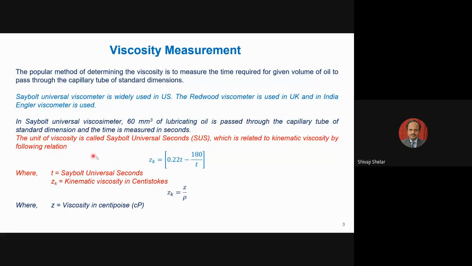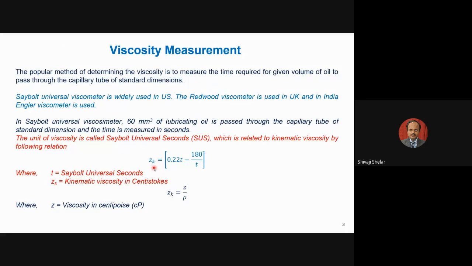Whatever time is measured is called Saybolt universal seconds, and they are related to kinematic viscosity by the following relation. With this universal second, we are not measuring dynamic viscosity directly; we calculate kinematic viscosity first. Whatever the time required, say T, that time will be used to determine the kinematic viscosity by the following relation. This is the relation for the Saybolt viscometer. It cannot be used for other viscometers. Other viscometers will have another relation, because their procedure is slightly different.